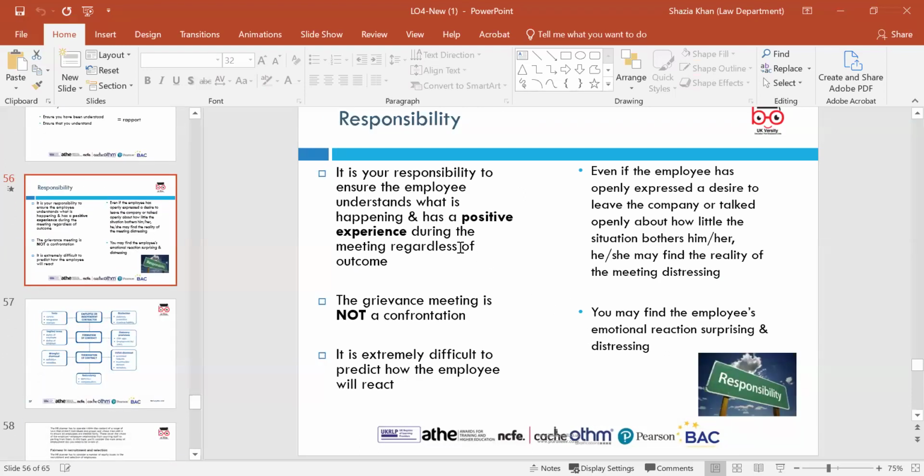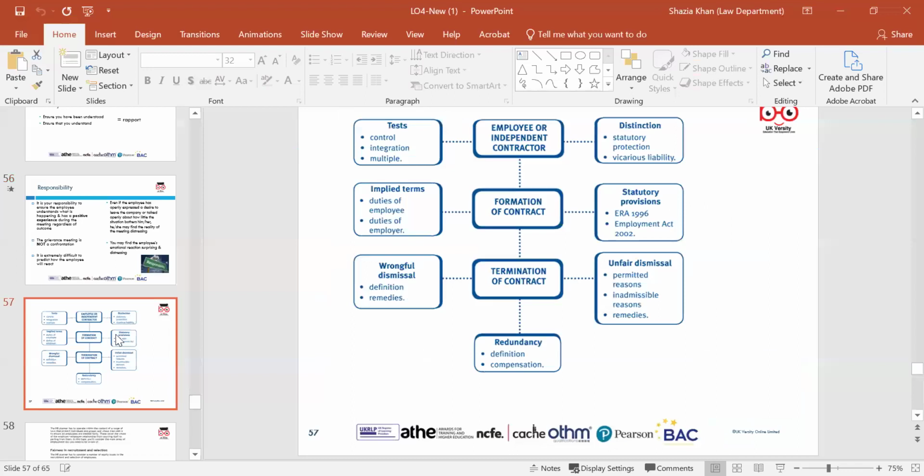Your responsibility is to ensure the employee understands what is happening and has a positive experience during the meeting, regardless of the outcome. The grievance meeting is not a confrontation. It's extremely difficult to predict how the employee will react. Even if the employee has openly expressed a desire to leave the company or talked openly about how little this situation bothers them, he or she may find the reality of the meeting quite distressing. You may find the employee's emotional reaction surprising and distressing.